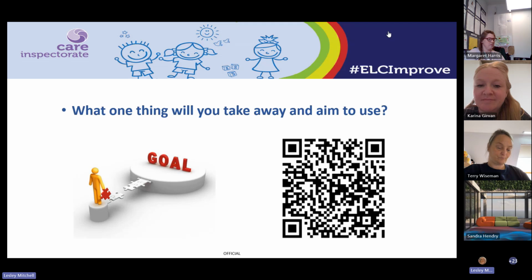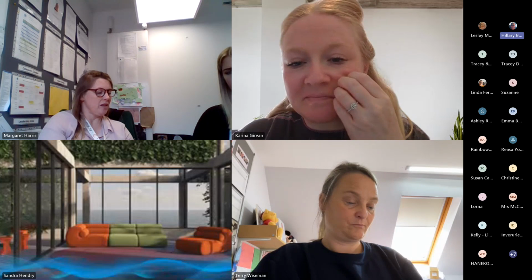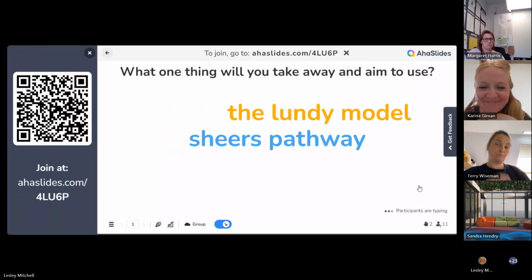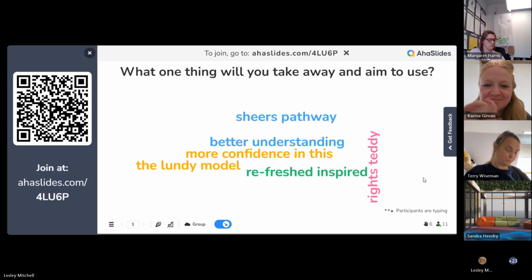So we've covered a lot of information these last 2 sessions, so that's what this question's in relation to. There might be quite a few things you want to take away and work on, but as we always talk about in quality improvement methodology, it's starting small, starting with one thing. So what has been one of the key things that you've taken away from it?